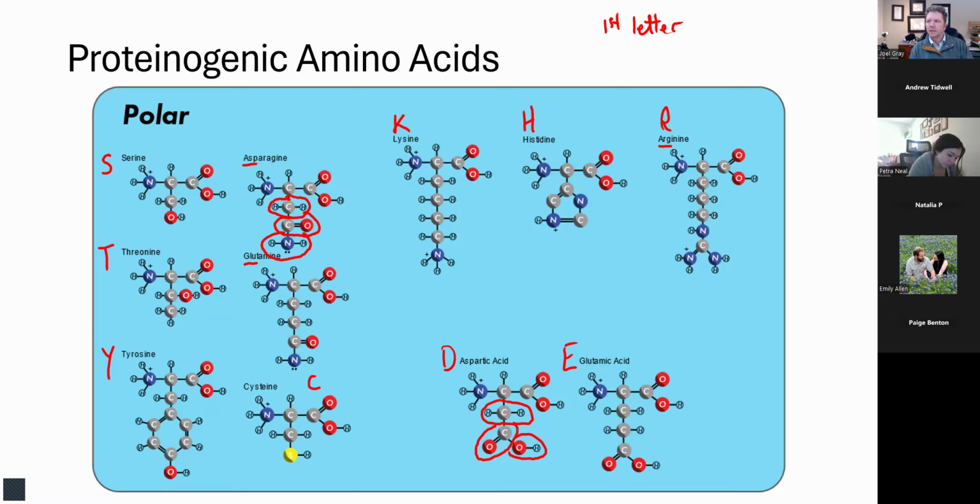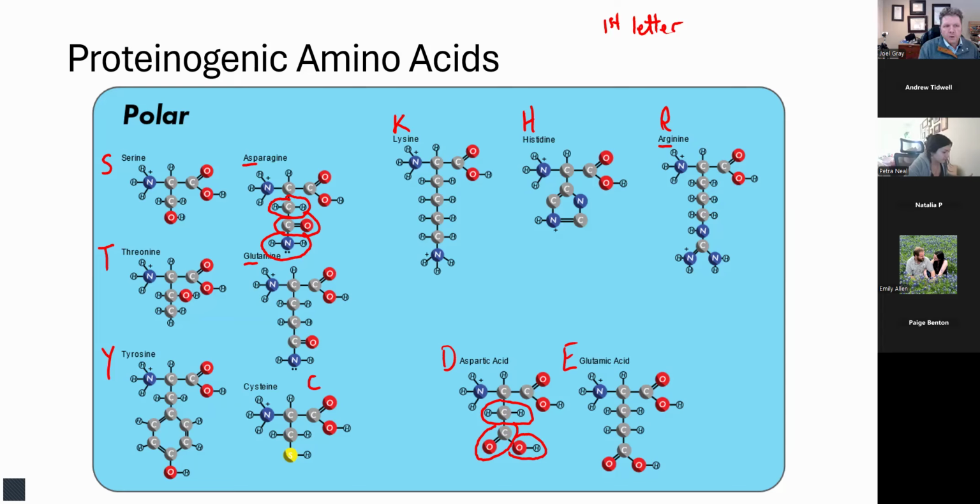Based on this journey that we just went on, give me a Y in the chat, or an X in the chat if you disagree, a Y if you can see how asparagine and aspartic acid are similar in structure. Wonderful. So they've got features that are very similar to one another, and that's why they have names that are similar to one another.